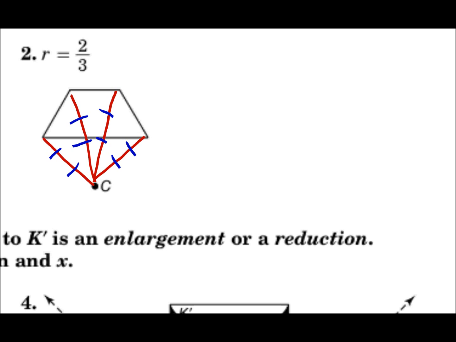Now we're looking for the 2/3 mark. So I will go from C to the 2/3 mark on each one. Right there. On the second one, go to 2/3. 2/3 on the third one. 2/3 on the last one. So each of these is 2/3 of the distance away from C. And if I connect the dots, my image has sides that are 2/3 the length of the original side.